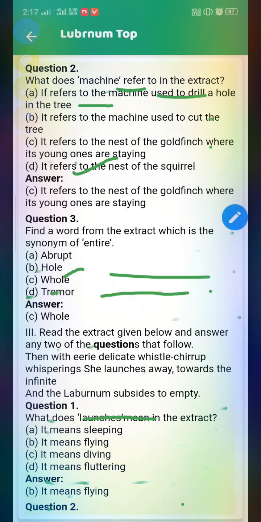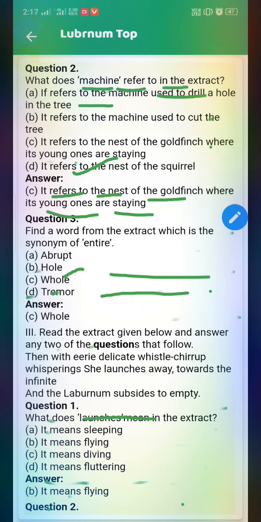What is the next question? What does the machine refer to in this extract? The answer is it refers to the nest of the goldfinch where its young ones are staying.